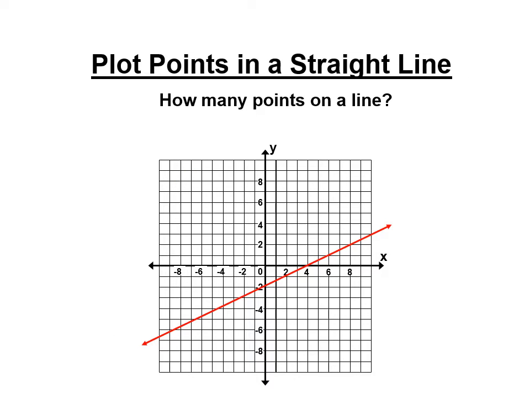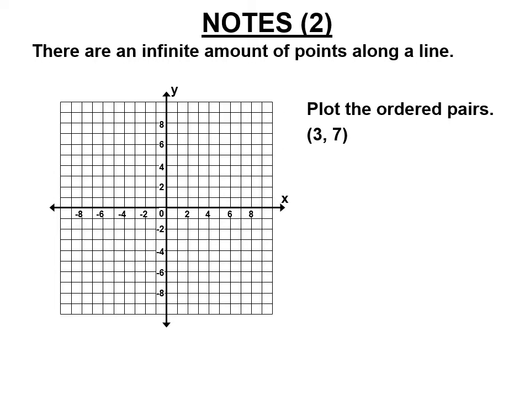So how many points are on a line? Well, we've been plotting points where there's good intersections, but are there points with fractions and decimals in between there? Are there points in this direction, points in that direction? How many points on a straight line? There are an infinite amount of points along the line.